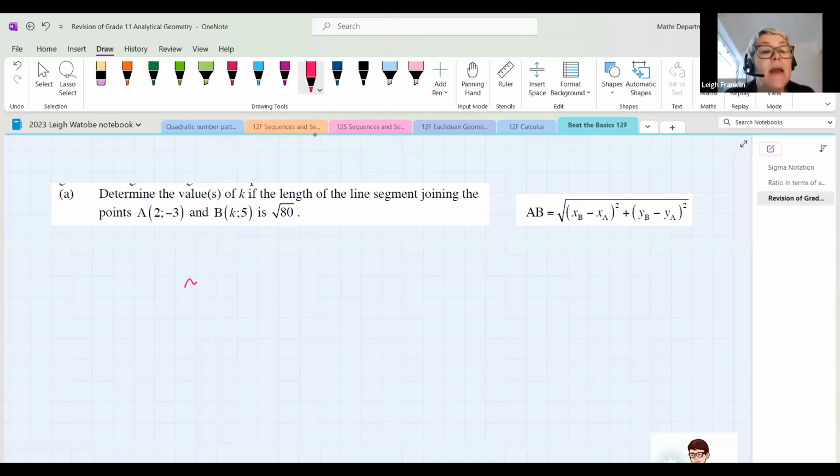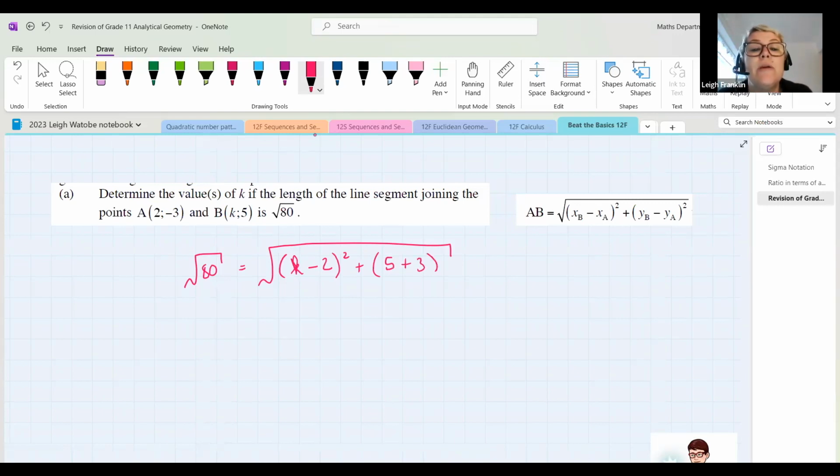So we're going to make AB root 80. And we're now going to sub in our change in x. Okay, so I think it's probably easier to start with the k at the front. So I'm going to say k minus 2 squared plus, go back to this bracket, 5 minus -3, so that would be plus 3 squared like so.